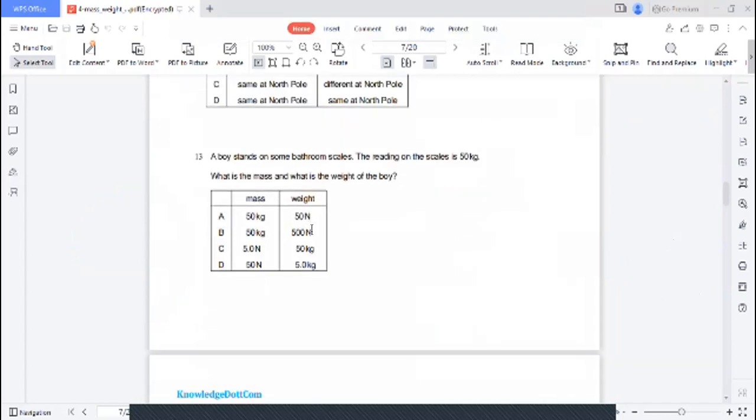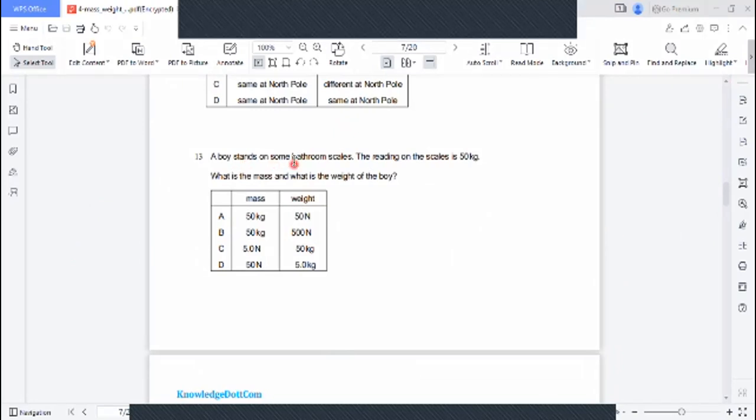Okay, now number 13. Number 13 states, a boy stands on some bathroom scale, which is a weight scale. The reading on the scale is 50 kg. What is the mass and what is the weight of the boy?